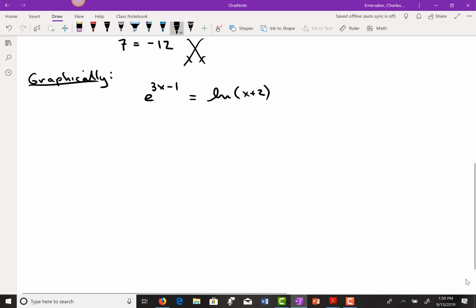There we are. First thing I'm going to do is I'm going to press y equals. And on the y1, I'm going to put e raised to the 3x minus 1. And close the parentheses. So there's one of the equations. Then I'm going to press enter. And for the other equation, go do the natural log of x plus 2. Close that. Now, at this point, any idea what these graphs look like?